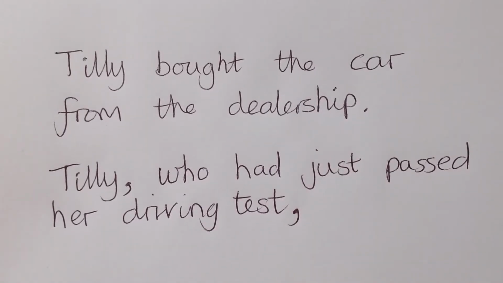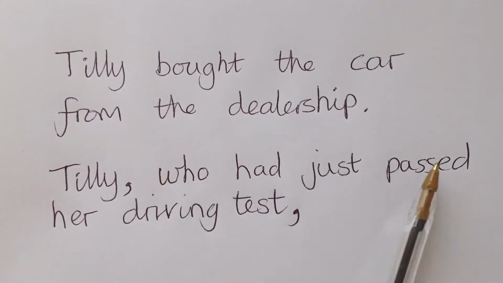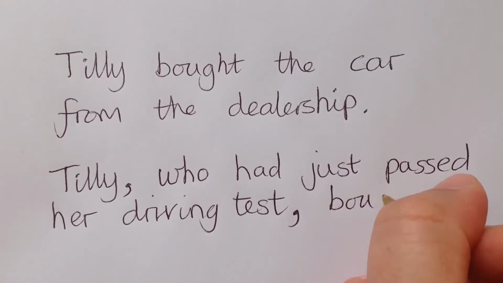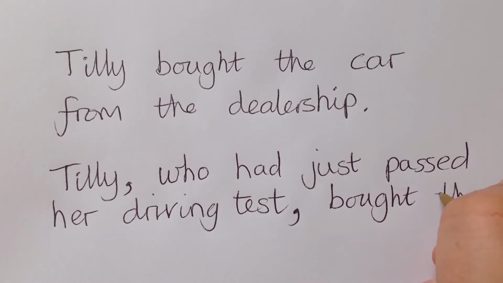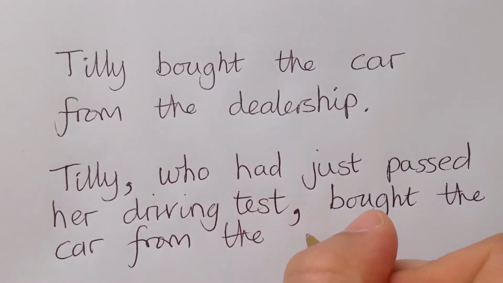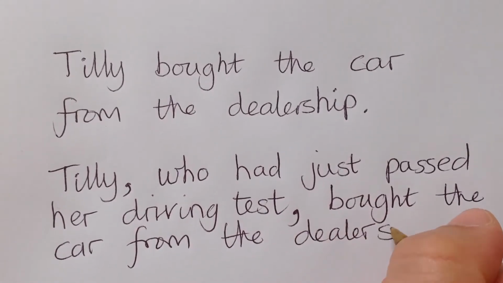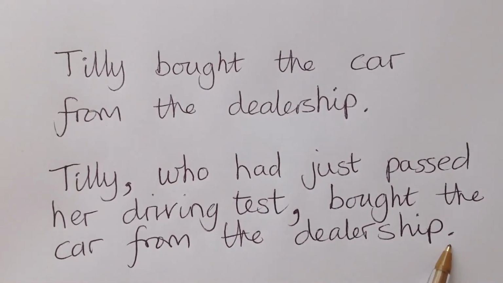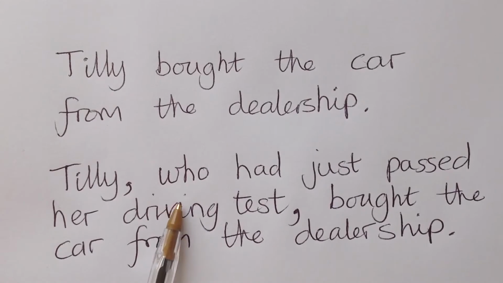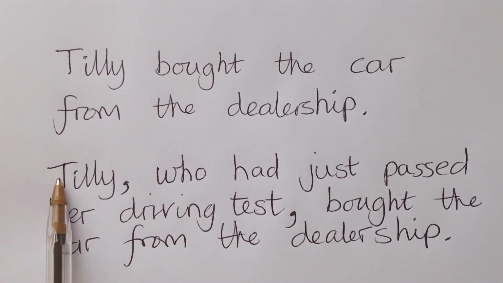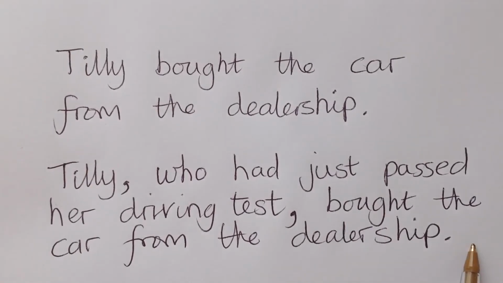I want to go back to my sentence, so I'm going to put a comma at the end. Now what this means is you should be able to read my sentence ignoring everything between the commas, and it will make sense. So I'm now going to complete my sentence. Bought the car from the dealership. Full stop. You'll notice I've got my capital letter and full stop, and I've got my two commas with my drop-in idea. If I ignore the bit in between the two commas, I can still read the original sentence. Tilly bought the car from the dealership.